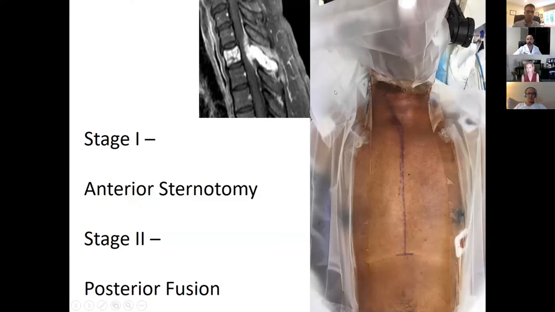For T2 or below, I have no problem asking one of our cardiac surgeons to help with a sternotomy. I did a few sternotomies when I was a fellow. I liked them if you want to try to do an en bloc resection or to approach the high thoracic vertebrae, T2, T3. T4 is like the limit. You really can't go below T4.